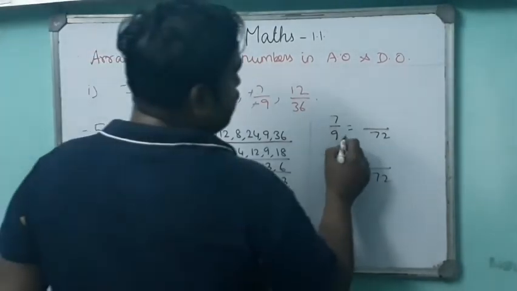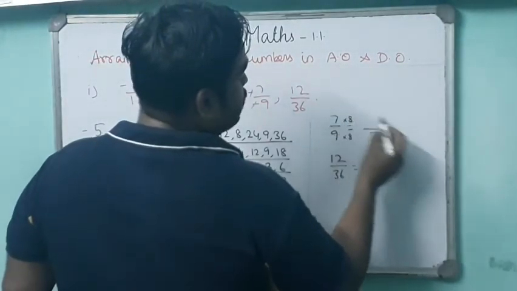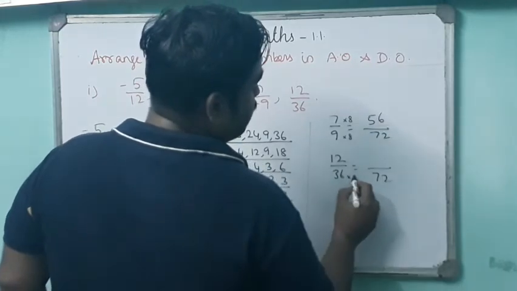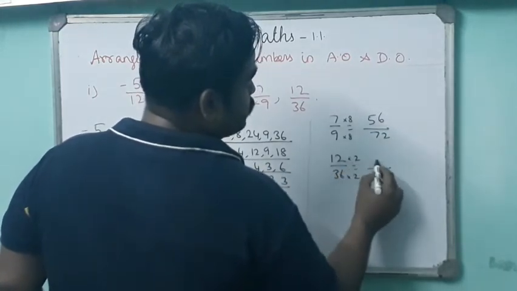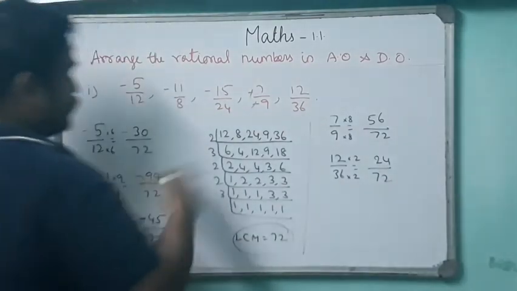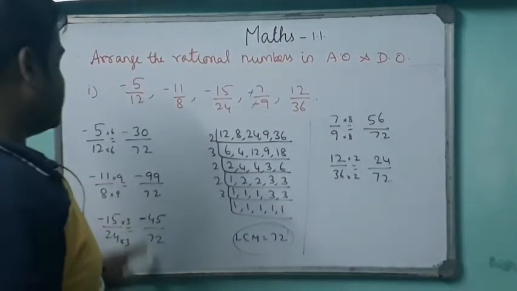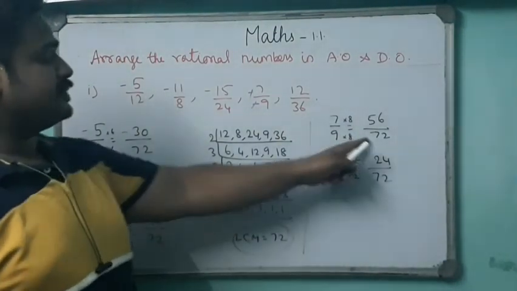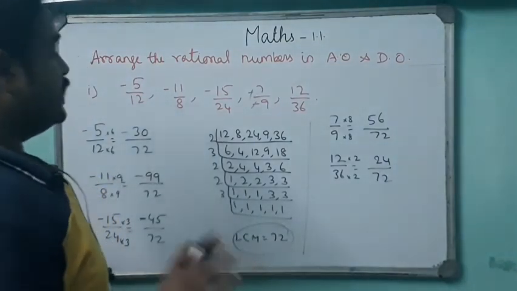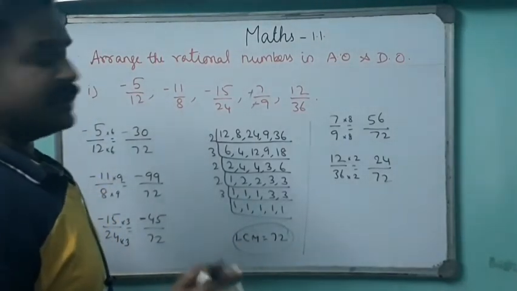And over here, 9 8s are 72. 7 8s are 56. And here, 36 into 2 is 72. 12 into 2 will be 24. So now you have got the denominators the same: 72, 72, 72, 72, 72. Now we have to arrange it in the ascending order as well as in the descending order.